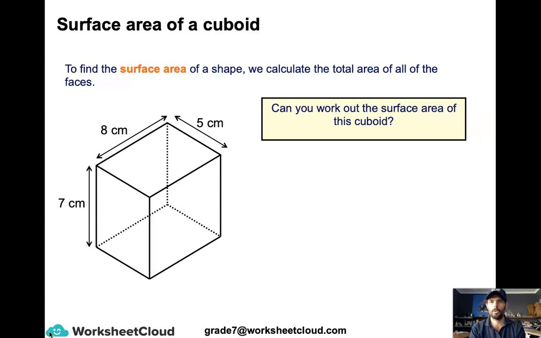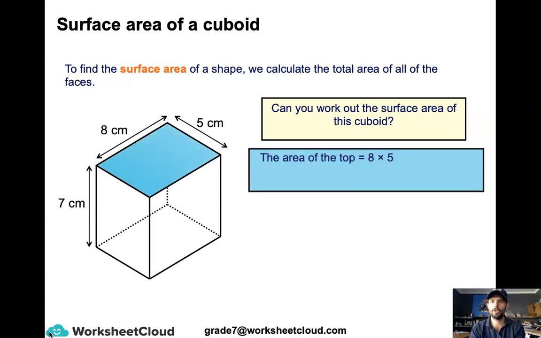So I'm going to work through it with you, and then I'm going to give you a few to try on your own. So first of all, the top area is going to be 8 times 5. Okay, the length is 8, the width is 5. We know that the area of a rectangle is length times width, or length times breadth, and 8 times 5 is therefore equal to 40.